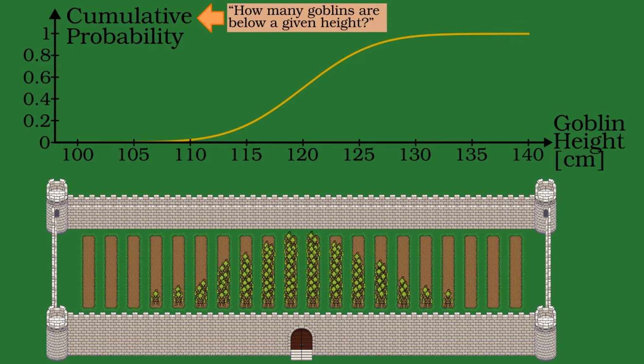At 10 centimeters, it has a value of 0, because there is simply no chance that a goblin is a minuscule 10 centimeters tall or even shorter. 120 centimeters, remember, is the average height, so exactly half of the goblins are below it. The cumulative distribution function takes a value of 1/2. At 1000 centimeters, the curve has a value of 1, because every goblin is certain to be below a height of 10 meters. The curve rises between these points.